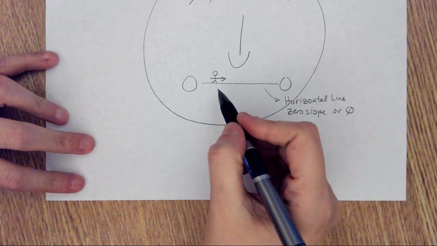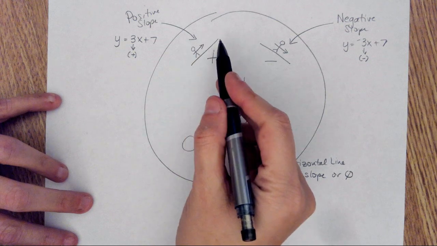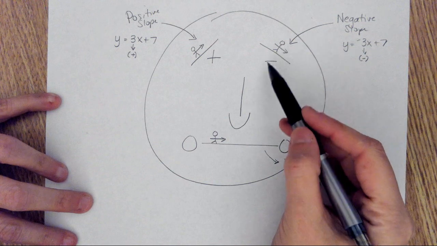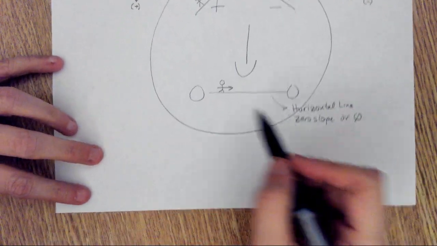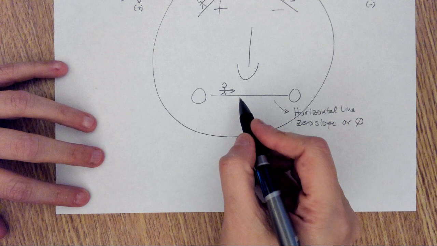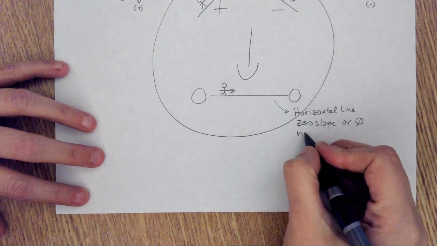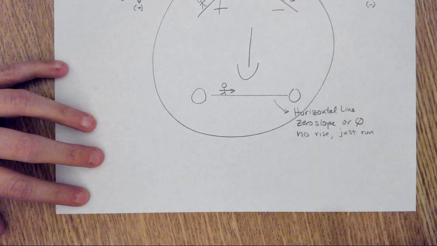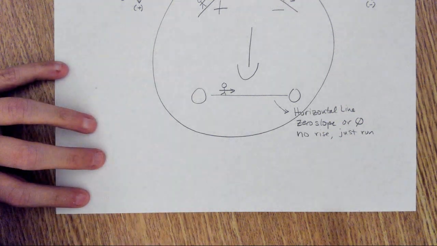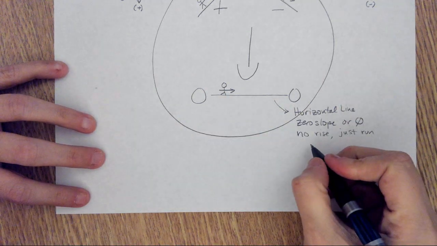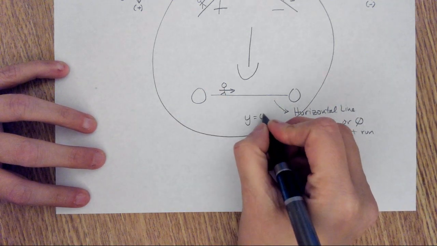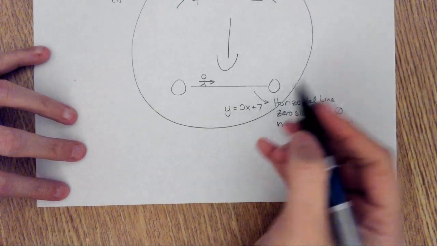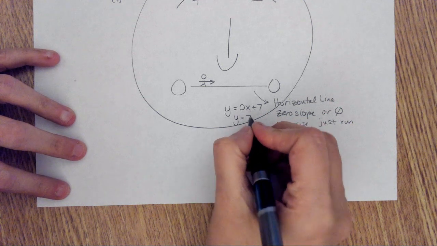So when I look at this, I think about rise and run. My rise and run are both positive. With this one, my rise is negative, my run is positive. One of them is negative, one of them is positive. But with this one, I have no rise, just run. So when I'm looking at a table, I'm going to see a table that has no rise, just run. If I look at an equation of this, it would look like y equals 0x plus 7, keeping up with our example there. Well, 0 times anything is 0, so it's just going to be y equals 7.